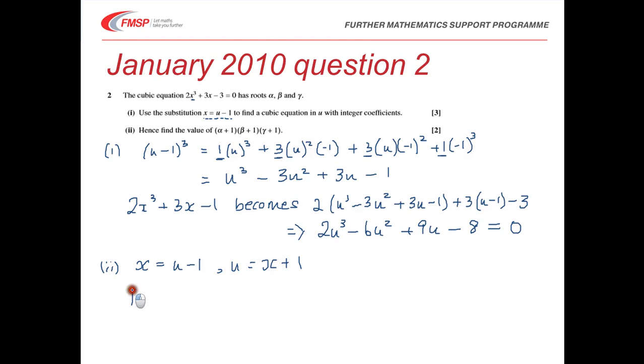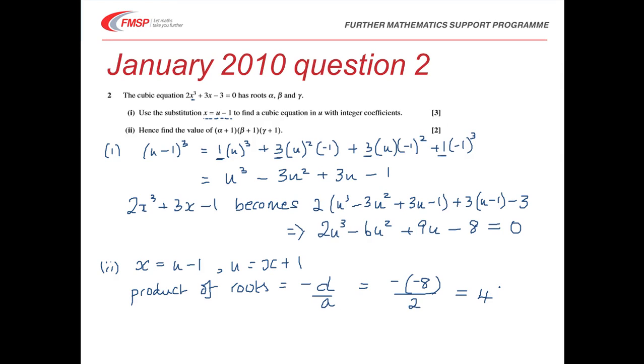The product of the roots is equal to, remember, minus d over a for a cubic. But in our cubic, minus d will be minus minus 8, which is 8, over a, which is 2. And so, for our particular cubic, the product of our roots is equal to 4.